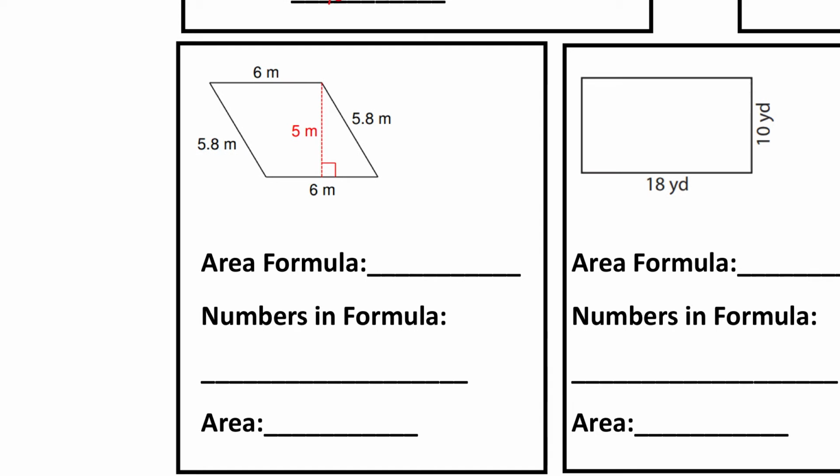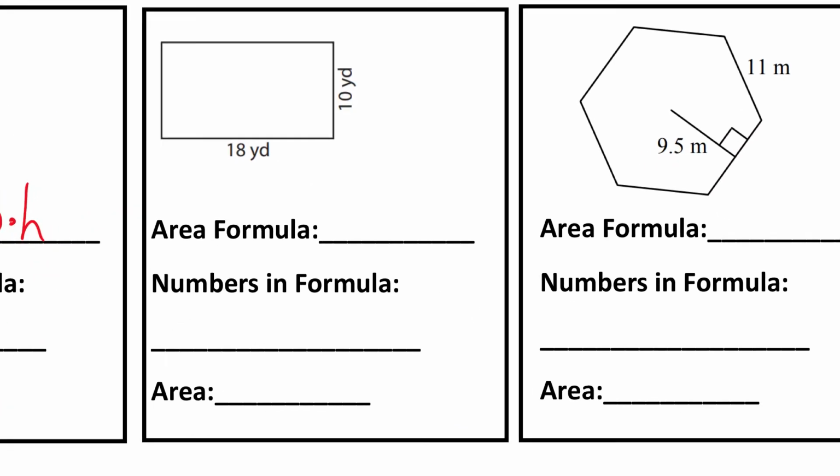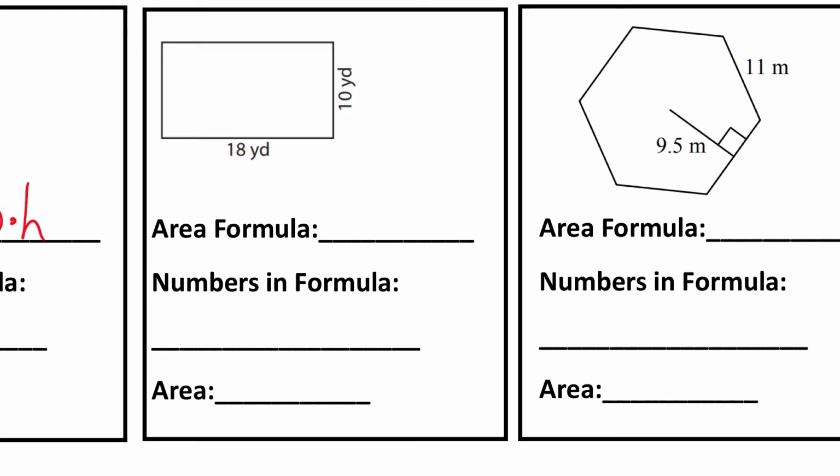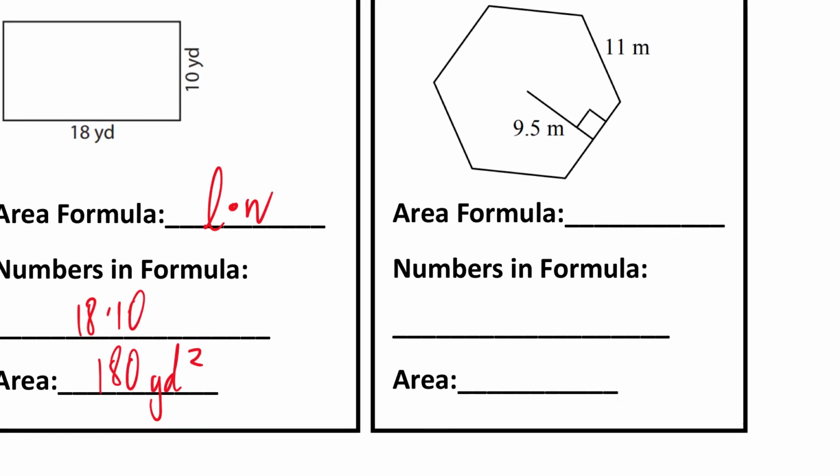And this one, parallelogram is base times height. So what am I going to use on this one? 6 times 5, which is 30 square meters. Okay, how to find the area of this? Base times height, length times width, however you want to say it. So 18 times 10, 180 square yards.